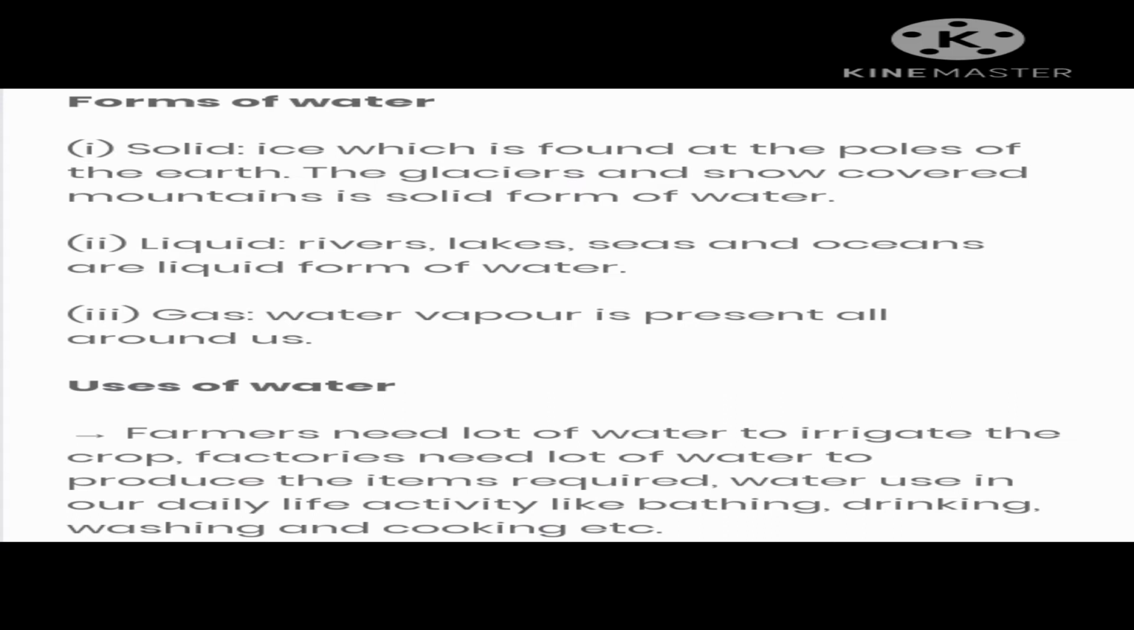Secondly, the factories need a lot of water to produce items required. For producing some of the products, they require a huge amount of water. Thirdly, we use water in our daily lives for bathing, drinking, washing, cooking, and many other activities, for cleaning our houses. So, we use water in our daily life in a huge amount.